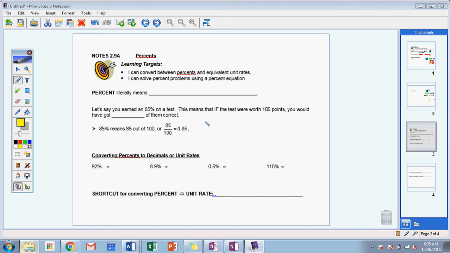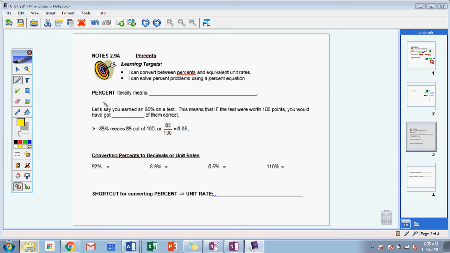All right, this video is going to walk you through section 2.9a, which is all about percents, and really the rest of our chapter is going to talk about percent. So this is really important that we get this base understanding of percents before we do more challenging problems. Your job today is going to be converting between percents and unit rates or decimals, and then eventually, probably when we get to class, we're going to be talking about solving percent problems.